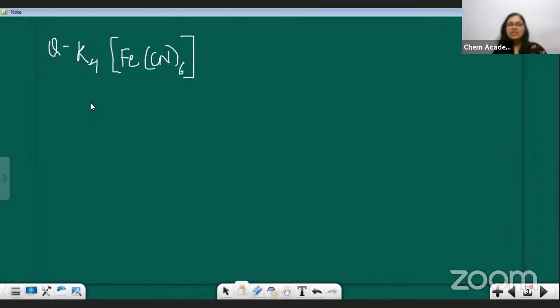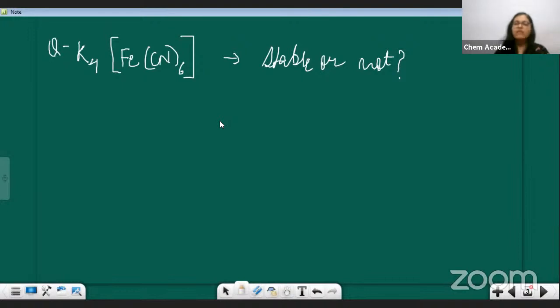Now look here, this is the very first question for today. We have to determine whether this compound is stable or not. We will determine whether it satisfies the 18 electron rule or it doesn't. If it satisfies the 18 electron rule, then it will be stable, otherwise it will not. How can we determine that? We will find out the valence electron count for this.